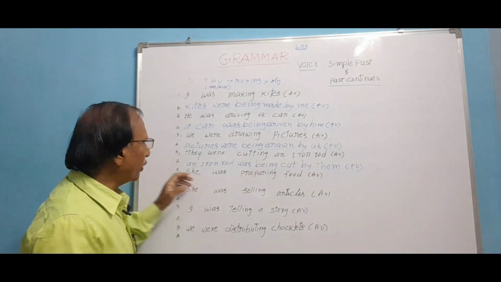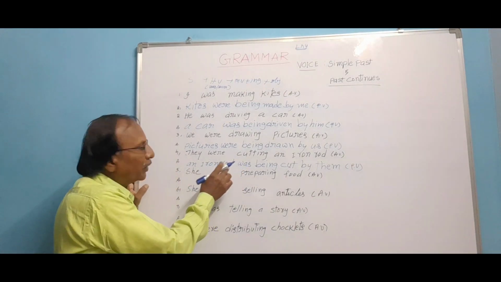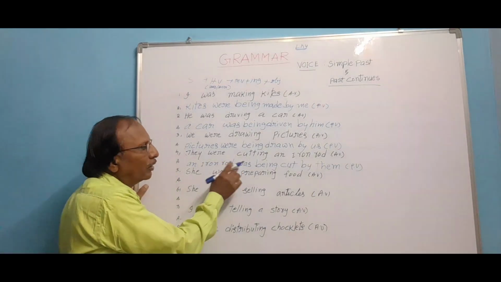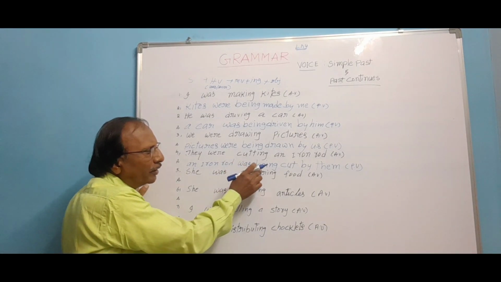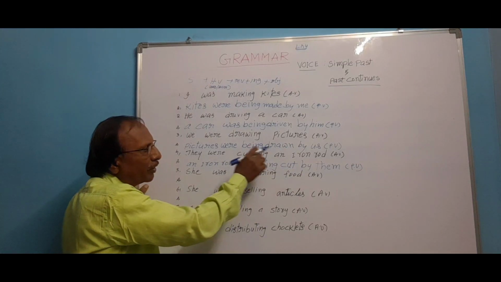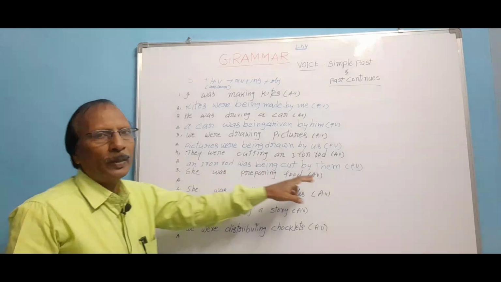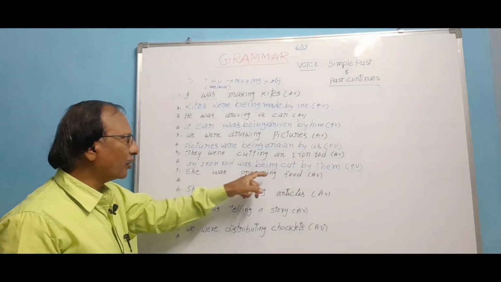An iron rod is changed into subject part, an iron rod. And then, as per the subject, singular, we have written was, and then being has come. Next, V3 of the plain verb is written here, and then by form comes. Next, they change into them. An iron rod was being cut by them.